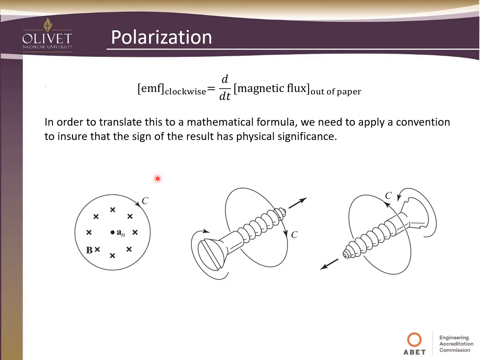So if we look at this just a little more, again, here's that same equation. In order to translate this into a mathematical formula, we need to apply a convention to ensure that the sign of the results has physical significance. And so again, we're going with that scenario 2. And so you can think of it as we're using that right-hand rule again, in a sense, so that, you know, the screw, which is causing the field to go through the paper, or when it goes through, the current will follow in the loop. And so that's basically what's being demonstrated here.